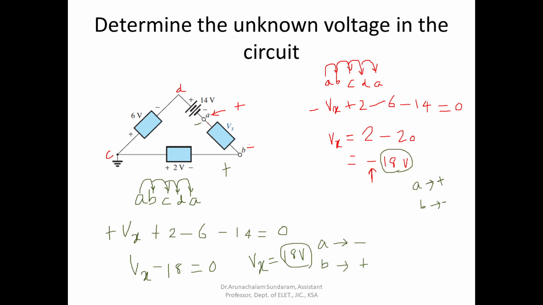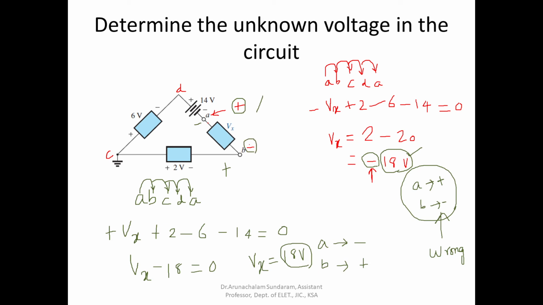But what is the problem is the sign of the answer you have to consider. This negative, what does this negative indicate? That my assumption is wrong. Whatever I assumed is wrong. So if you make a wrong assumption in Kirchhoff's voltage law, your answer will not change. Your answer is correct. 18 is correct, but the assumption that A is positive and B is negative is wrong.